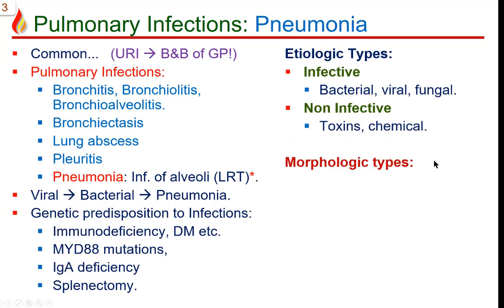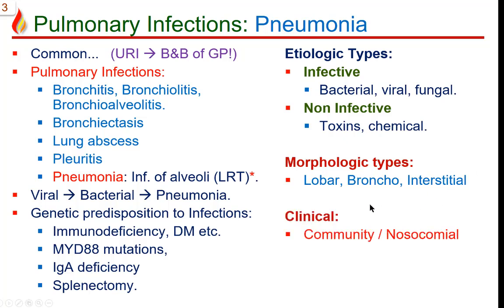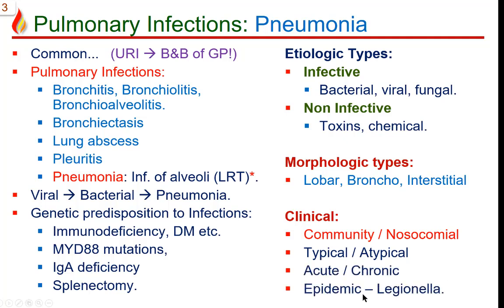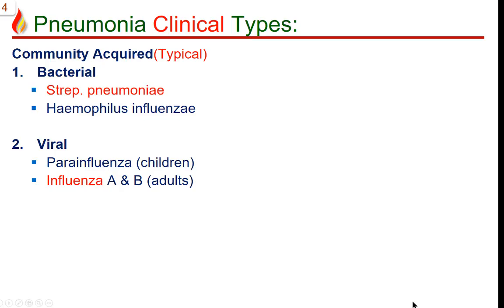Morphologically, pneumonia inflammation may be limited to one lobe, known as lobar pneumonia, or multiple lobes, patchy involvement, known as bronchopneumonia, and inflammation limited to alveolar walls only, that's interstitial pneumonia. But more important clinically: community acquired and hospital acquired nosocomial pneumonias, typical and atypical pneumonias, acute and chronic pneumonias, and epidemic pneumonia, Legionella. So we'll go into a little more detail on clinical types.